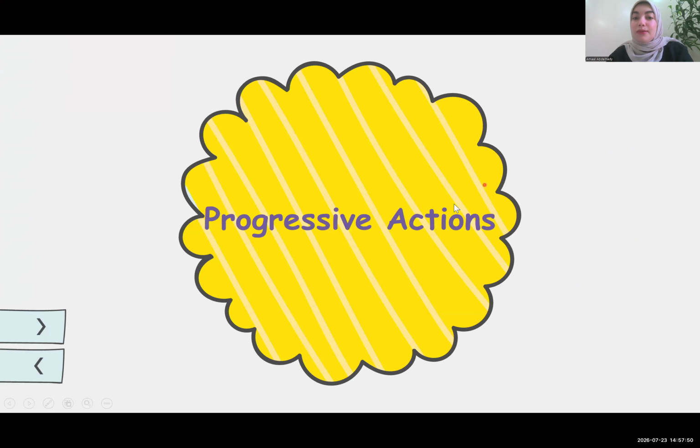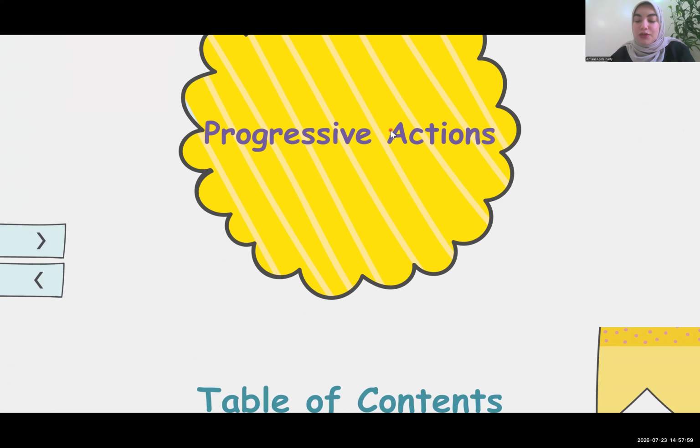Today we're talking about progressive actions. Progressive actions. So actions that are happening right now. Let's learn more about it.